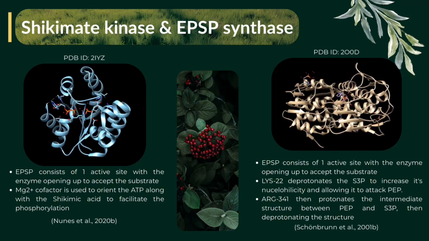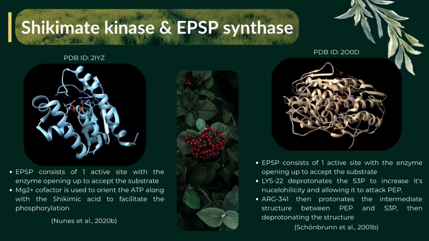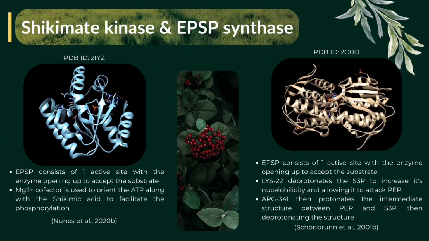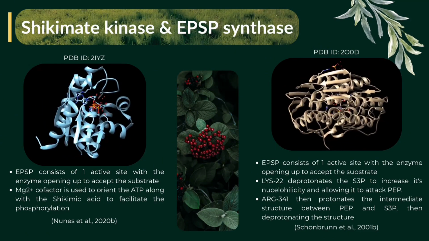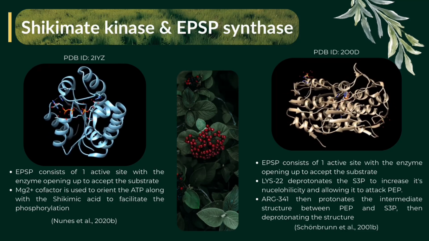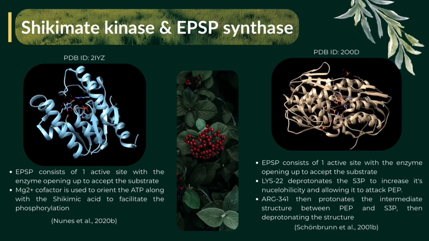EPSP synthase has 1 active site where lysine 22 deprotonates S3P, increasing its nucleophilicity to enhance its reactivity to PEP. Arginine 341 also transfers hydrogen, this time to the intermediate of S3P and PEP, before deprotonating it once more to produce the product at the end of the mechanism.